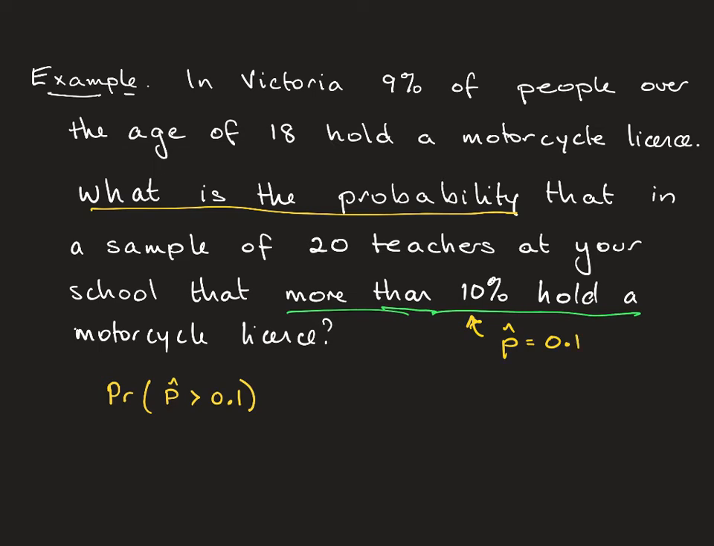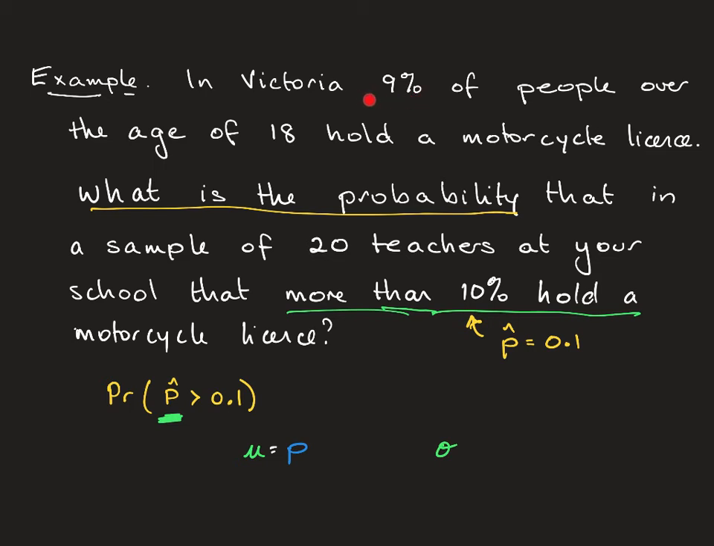And remember, we're working with the fact that our p hat is normally distributed. Okay, so the first thing we need to work out, if we're going to use our normal distribution, is what our mean is and what our standard deviation is. So we know that our mean is equal to p, our population proportion, and our population proportion in this question is given up the top.